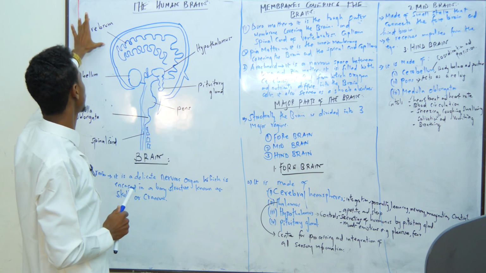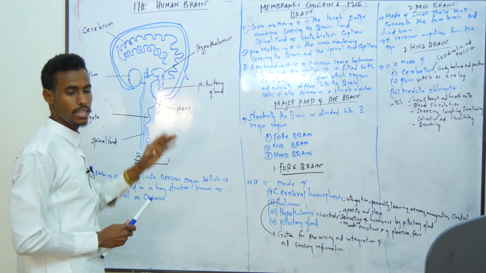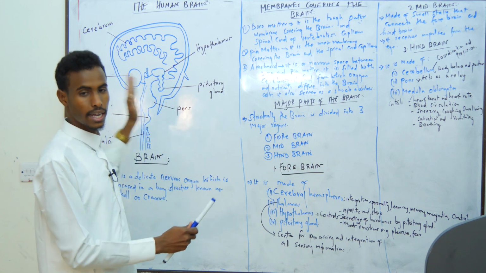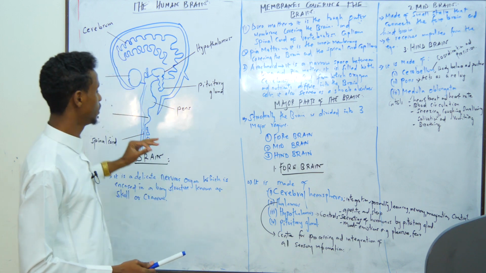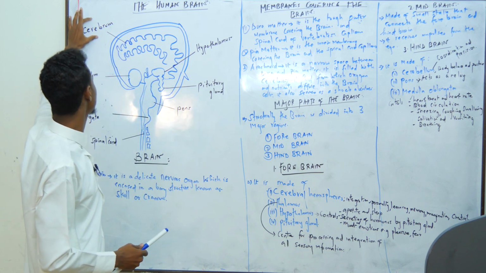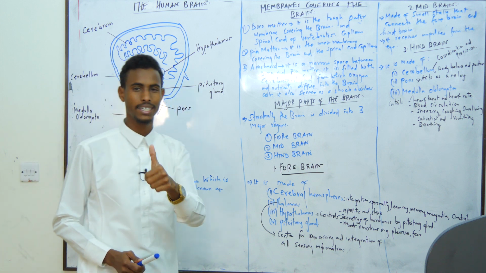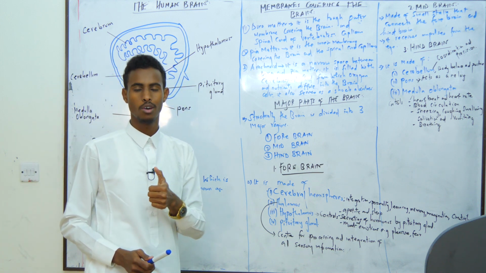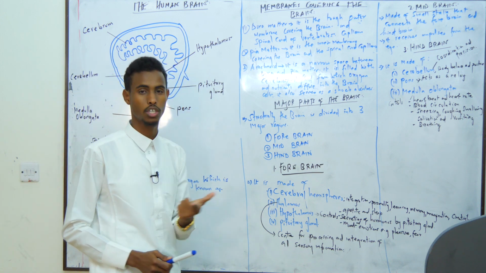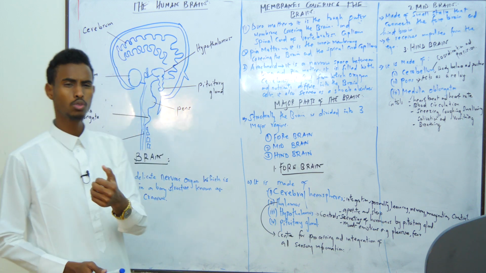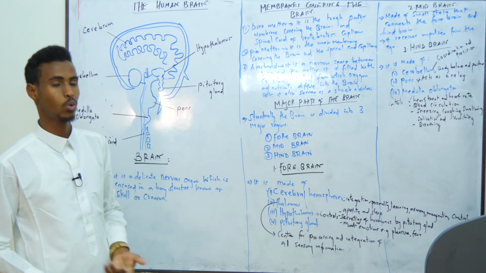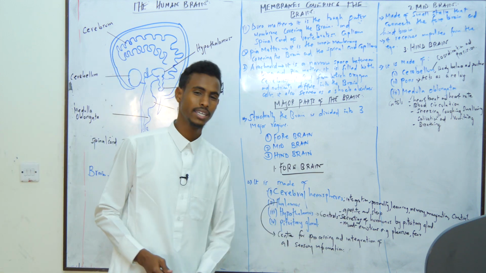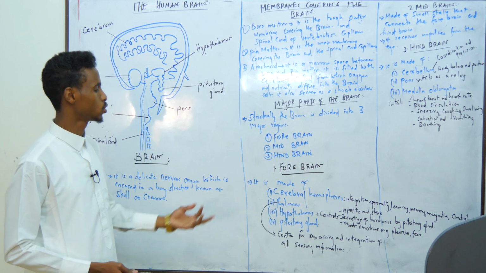The first one is the cerebrum, which is in two halves: the right cerebral hemisphere and the left cerebral hemisphere. Number one, this cerebrum does integration of sensory impulses from the eyes, ears, and other sensory parts of the skin. Number two, it controls learning, memory, thinking, and as well personality, creativity, and all those things.